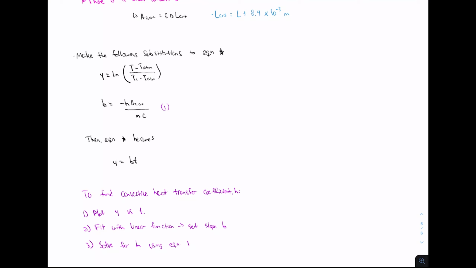Okay, so now I've written out what I just said. We're going to plot y versus t. So y is our temperature difference, and we're going to have all of this data from an acquisition device, and then we're going to plot that against time, and our time data is going to be recorded as well. Once we plot those, we're going to be able to fit it with a linear function, and essentially we can find that slope b. Once we have the slope, we can use equation 1 that I just added on there, and then we can solve for the convective heat transfer coefficient h.